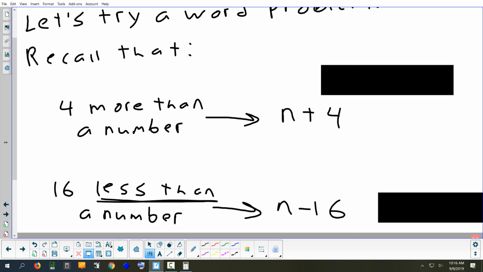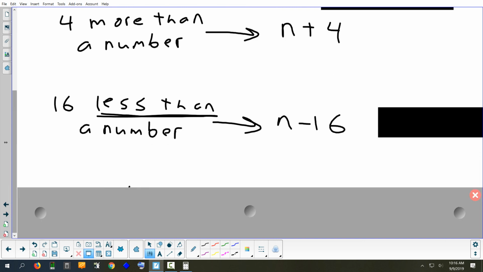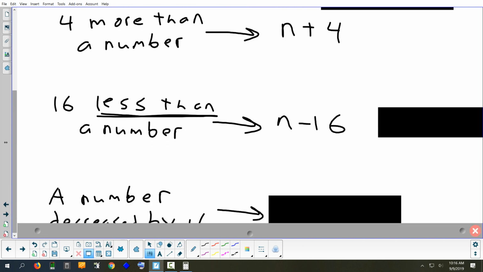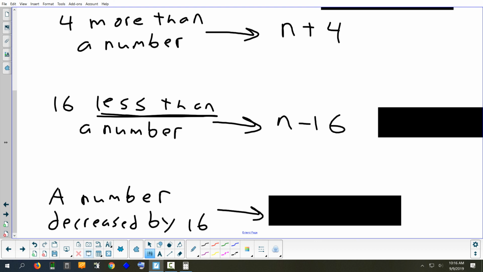Okay, so we're gonna get other phrases that come up, but those I think cover it. Actually, we have one more. How about a number decreased by 16? So think in your head, like 20 decreased by 16. How would you write that out? Yeah, James? Wouldn't it be the same thing as the last one? Well, what is 20 decreased by 16? How much is it? 4.